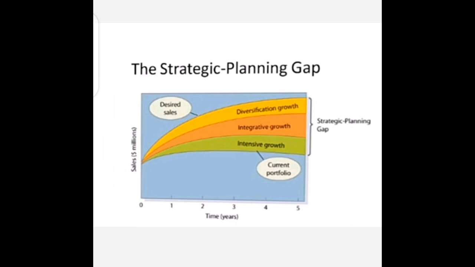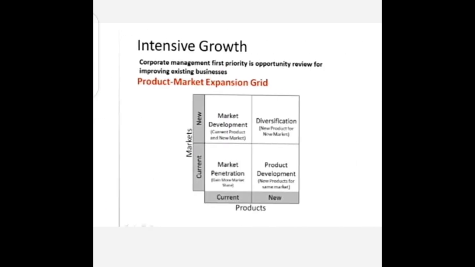The strategic planning gap exists between the desired sales and the current portfolio. There are three categories: intensive growth, integrative growth, and diversification growth. Let us discuss them one by one. Intensive growth involves corporate management. The first priority is an opportunity review for improving existing products.